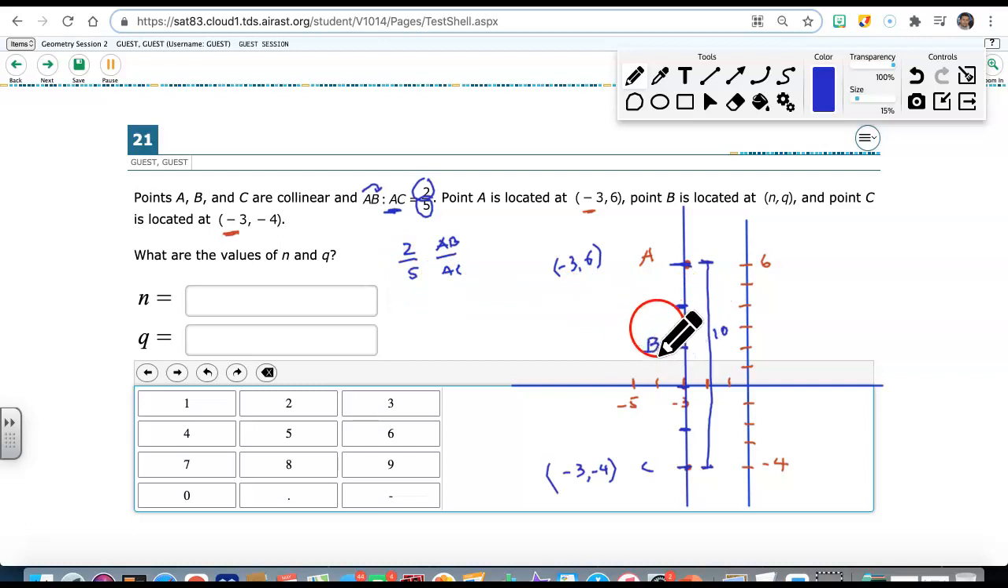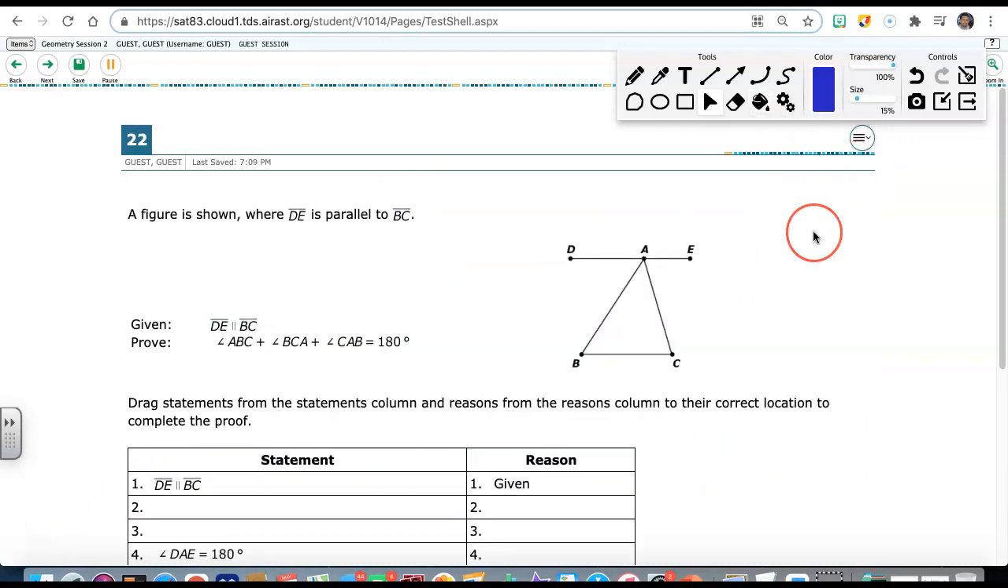Now they're asking me for the coordinates of point B. What are the coordinates of this point? I'm going to go -1, 2, 3 in X, and then in Y, 1 and 2. So that's N, and this is Q. Let's type that in. N is -3, Q is 2, and we're done. Let's go to 22.